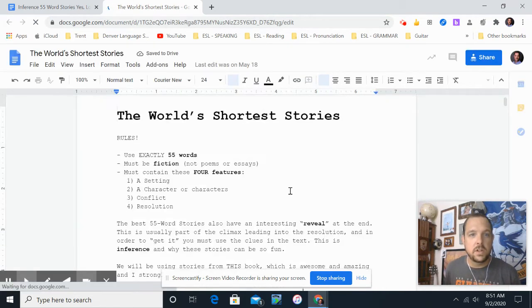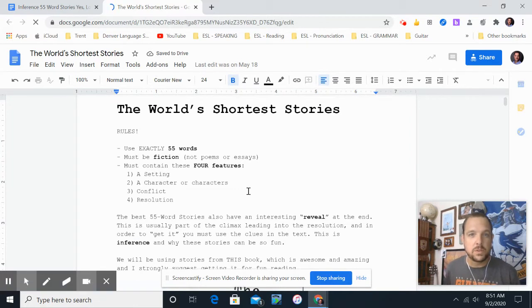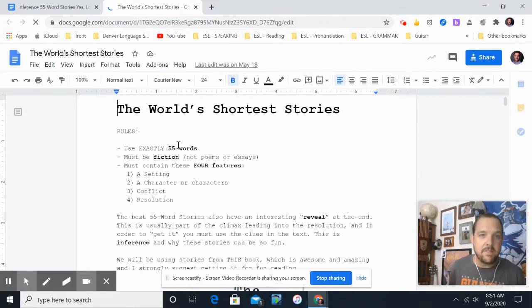Okay, so there's very specific rules with the world's shortest stories. They have to use exactly 55 words, not 56, not 54. They are fiction, so they're not poems or essays. And they have to create four features, something that we'll study in the next term. But we have a setting, character or characters, a conflict and a resolution. So it follows a plot curve.